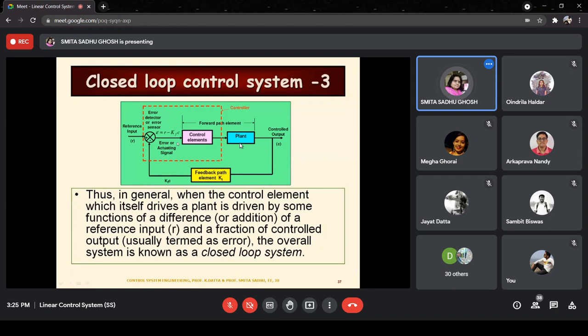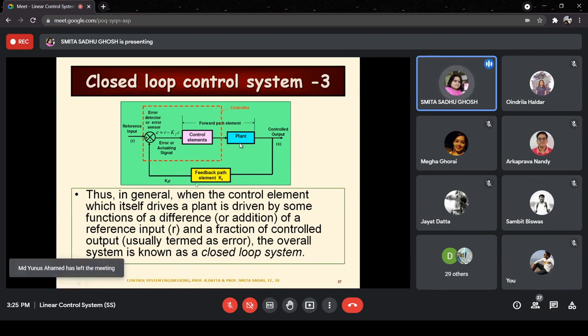In all systems where such an action is what the system depends on, these systems are called closed loop control systems. So this signal over here, which is called the feedback signal, is very important, and it is directly coming from the output.